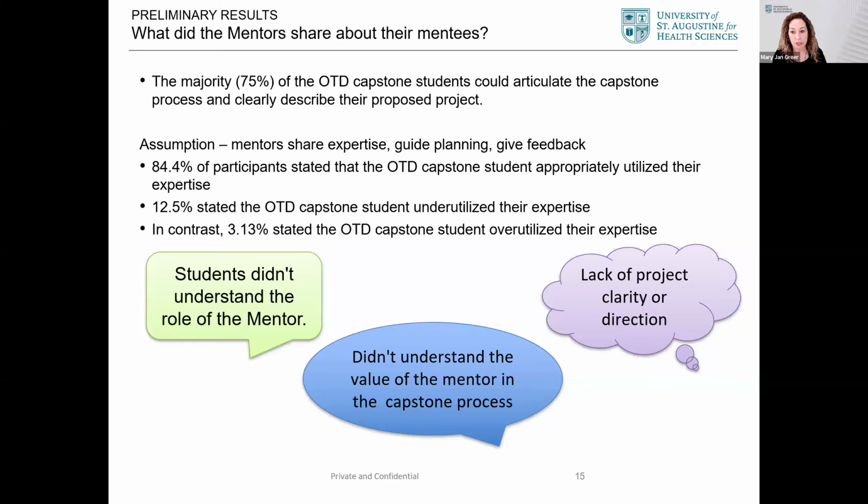So open-ended questions probed why this may have been the case. And according to the mentor's comments, their perspectives were that students didn't understand the role of the mentor, didn't understand the value the mentor brought to the capstone process, or there was a lack of project clarity or direction on the part of the student.